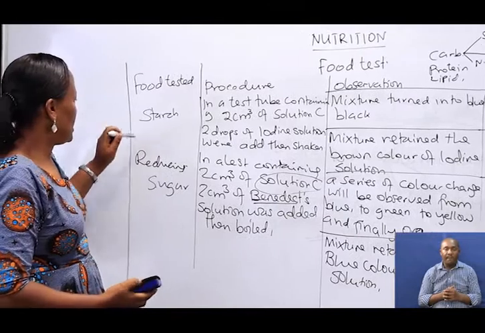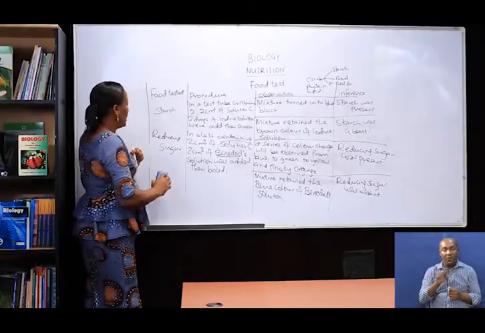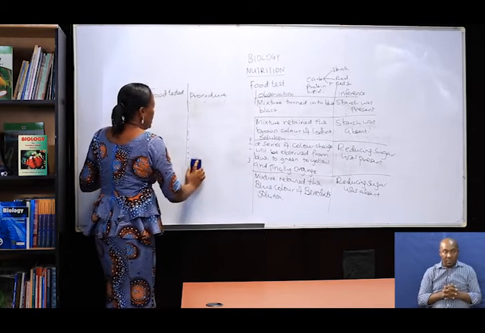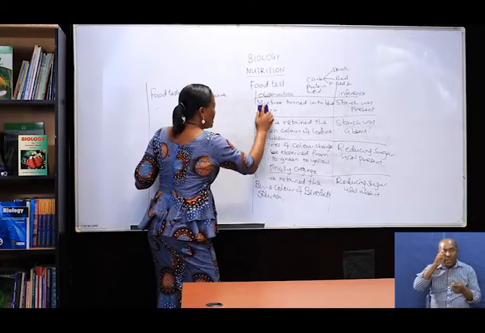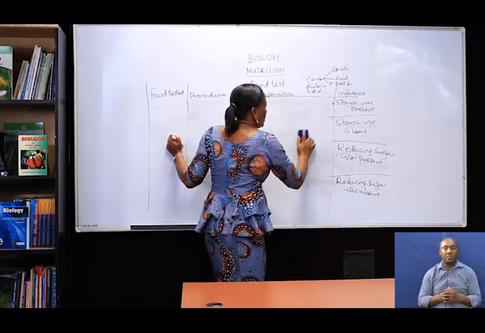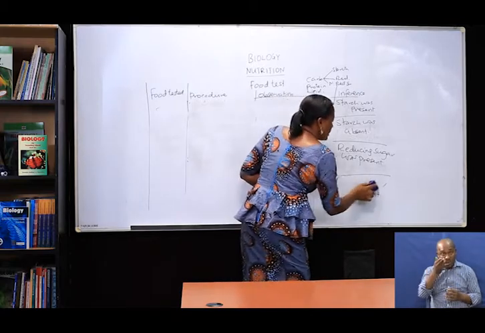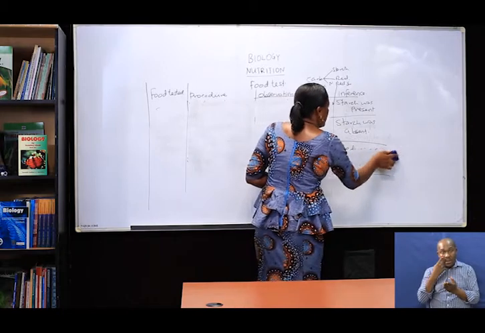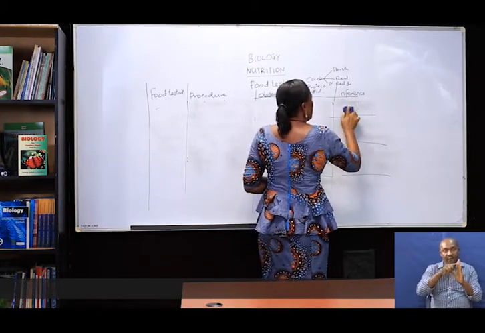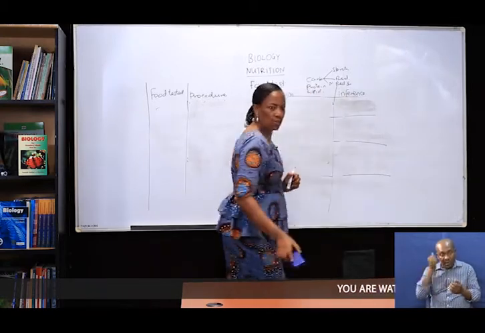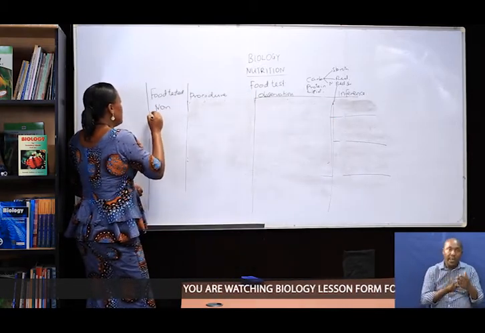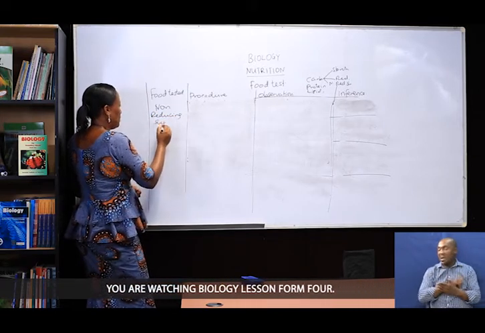That was the test of starch and reducing sugar. Next is the test of non-reducing sugar. Let's see how we are going to write a report of a test of non-reducing sugar. You remember the procedure? Specify the test tube used, the apparatus used, and the volume. Remember to mention the name of the solution used, and the correct procedure, whether to shake or to boil. Now it's non-reducing sugar.